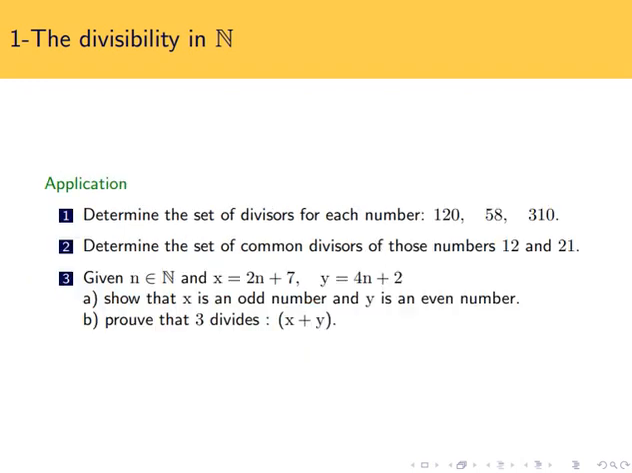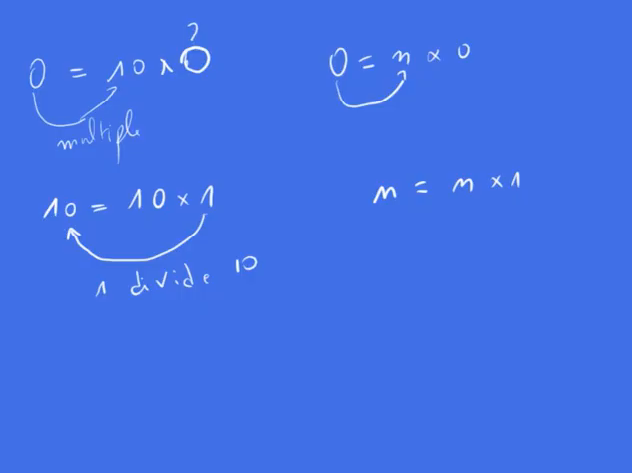Application: determine the set of divisors of each number. We start with the first, 120. We note the set of divisors of 120 as D(120), which contains at first 1, because 1 is a divisor of every natural number.